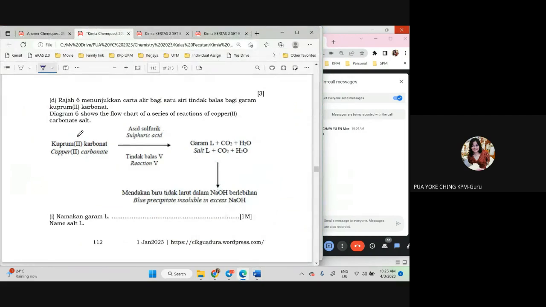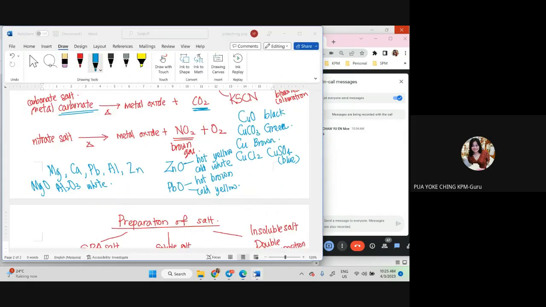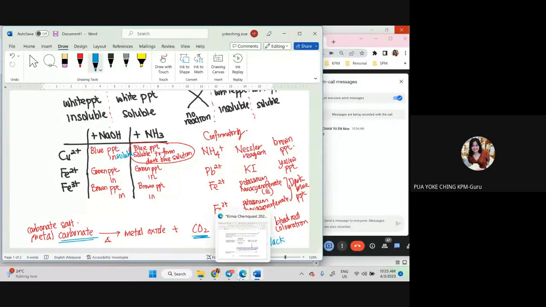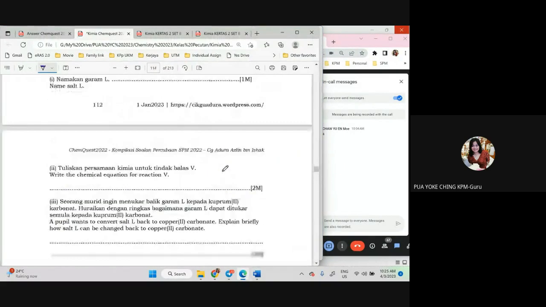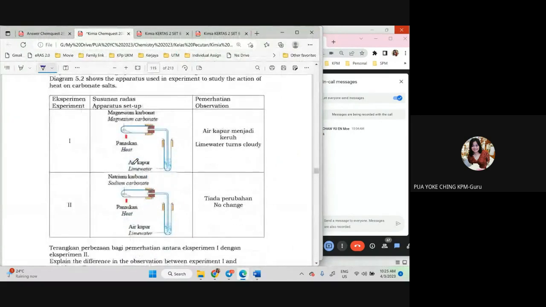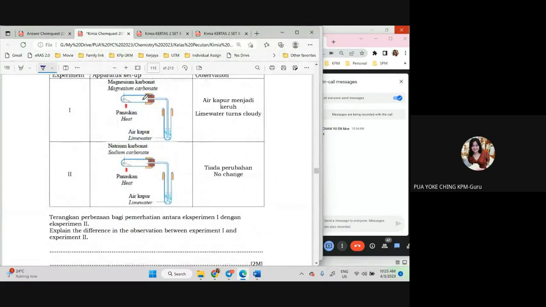Okay, so this is copper(II) carbonate. You get the L, you get bendakan biru tidak larut dalam NaOH. So this one sama dengan di sana. Nah, NaOH insoluble. I buat IN je. So nanti you tambah insoluble sendiri. Okay, so this is tambah. So you can check lah. This is the just now, magnesium carbonate.